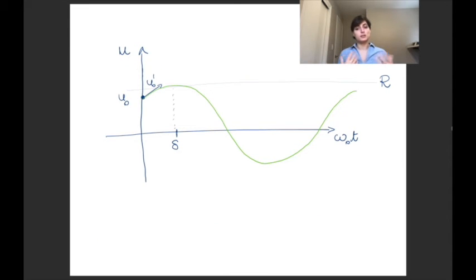If you want to put it in a graph, in the horizontal axis, we rescale the time with respect to omega 0. And we have a single wave that goes from minus r to r, and the first peak is at delta. This is an undampened oscillation. It will keep oscillating for all of infinity.